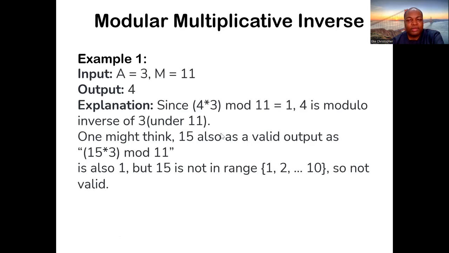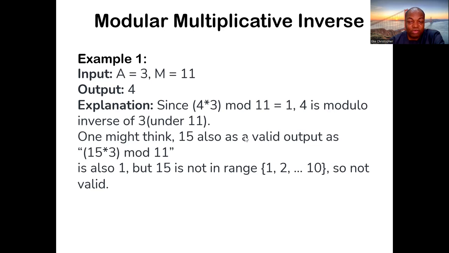So let's take an example now. We have input a equals 3 and m equals 11. The output, that is the multiplicative inverse, will be 4. Let's see how it works. Since 4 multiplied by 3 mod 11 equals 1, 4 is the modular inverse of 3 under 11.